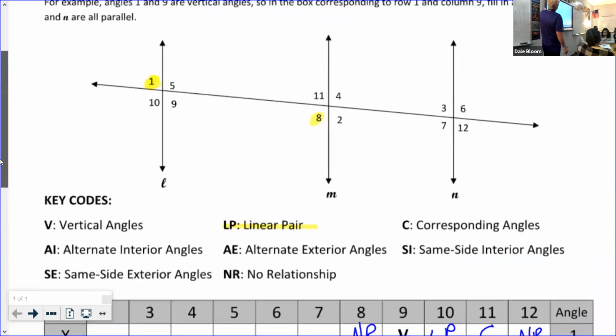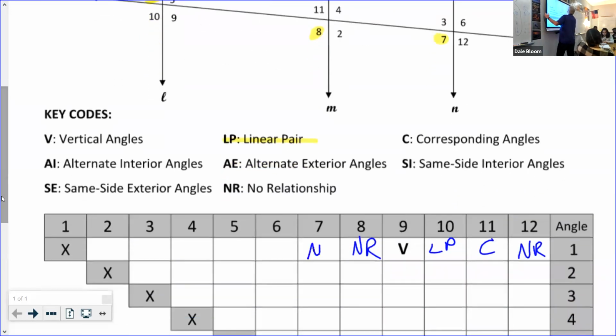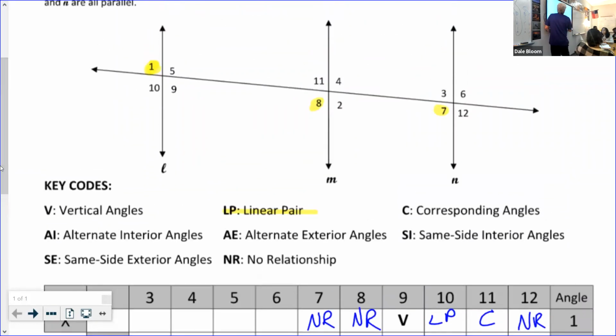How about angle 1 and angle 7? Again, we got all these lines between them. There's no relationship there either. How about angle 1 and angle 6? Yeah, it's way out there. Again, there's all these lines between them. If this line wasn't there, they'd be same side exterior, but we're not going to talk about a relationship there.